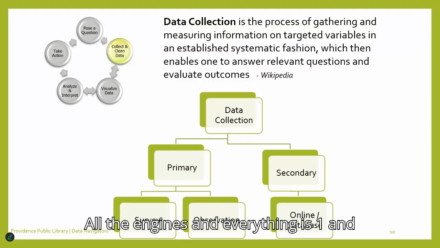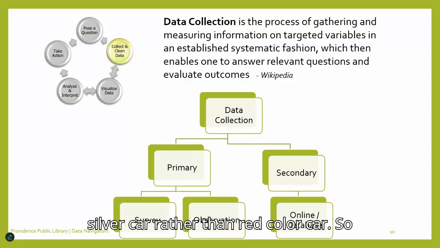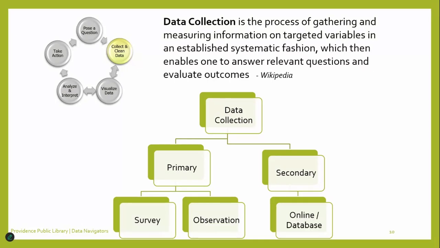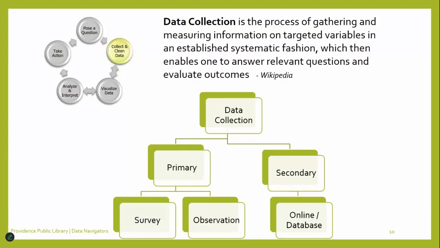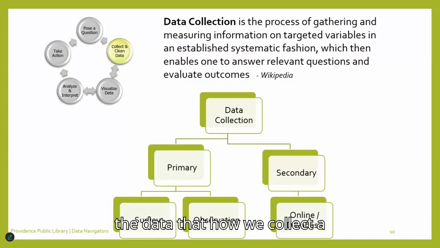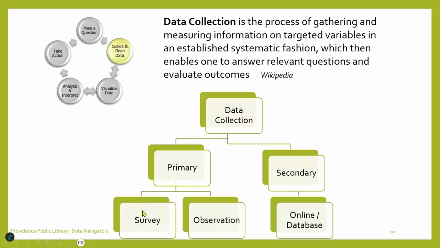All the engines and everything are one and the same, right? But I'm seeing more silver cars than red cars. So what does it conclude for me? It concludes the taste and preference in the buying habits of individual consumers. So that is observation. These are the ways we collect data. Primary data collection comes with survey or mere observation.